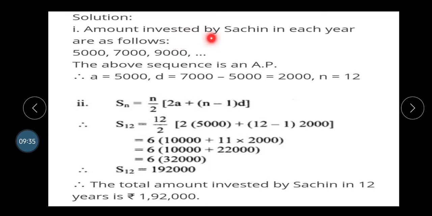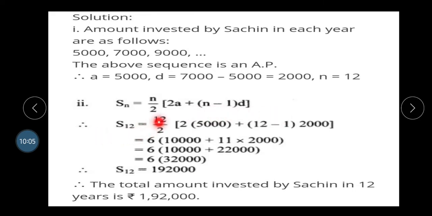Amount invested by Sachin in each year are as follows: 5,000, 7,000, 9,000 and so on. The above sequence is an AP. So here the first term is 5,000. The difference is 2,000. I have already told you in the question, and N is 12. Now we will substitute this in our formula. Sn is equal to n upon 2 into 2a plus n minus 1 times d.